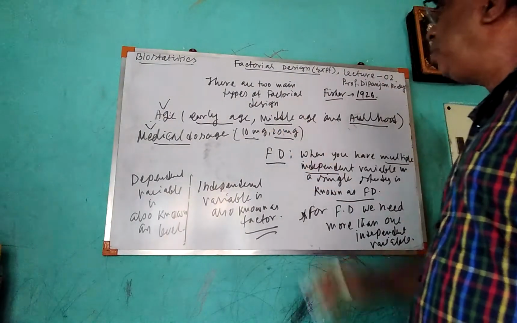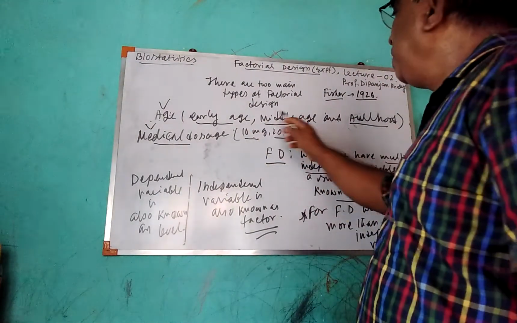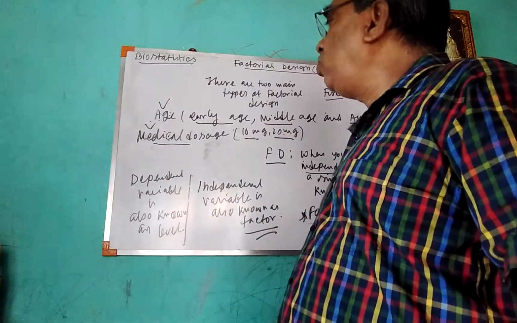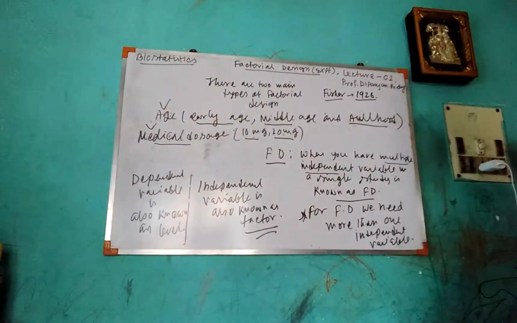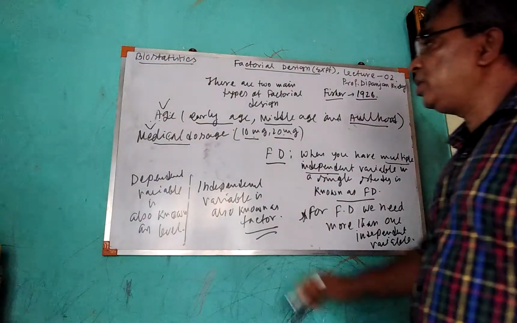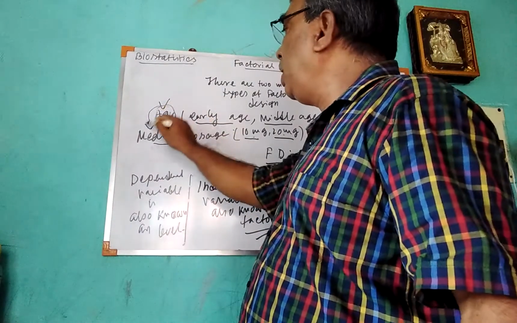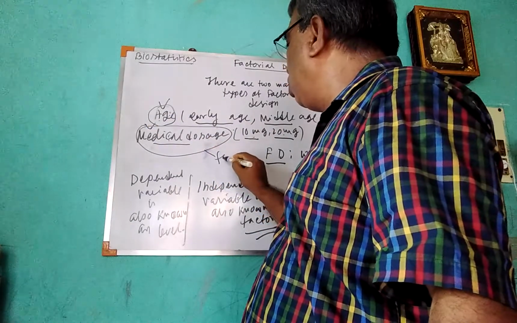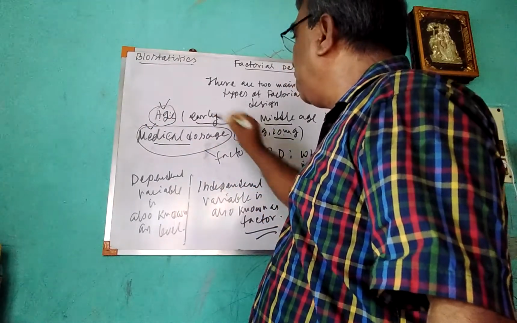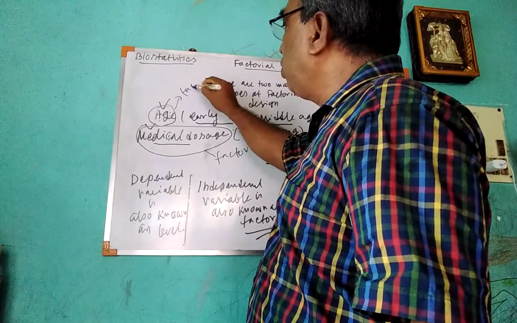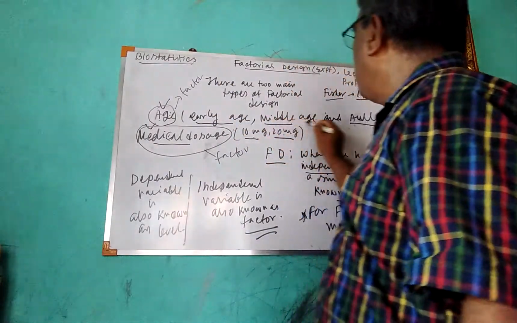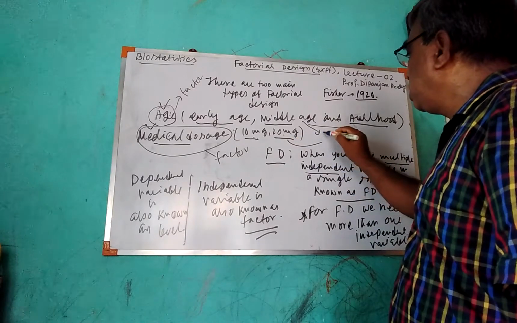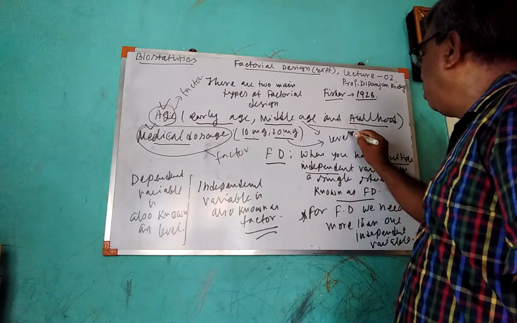Okay, so these are levels: 10 mg, 20 mg. Early age, middle age, adulthood, these are levels. And age and medical doses are independent variables. These two are factors, and the values within them are known as labels.